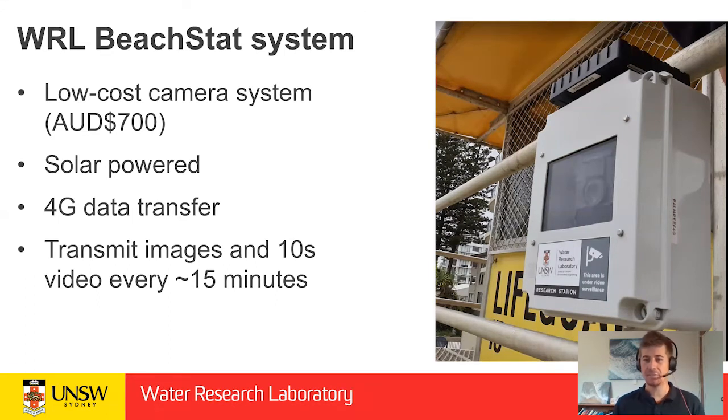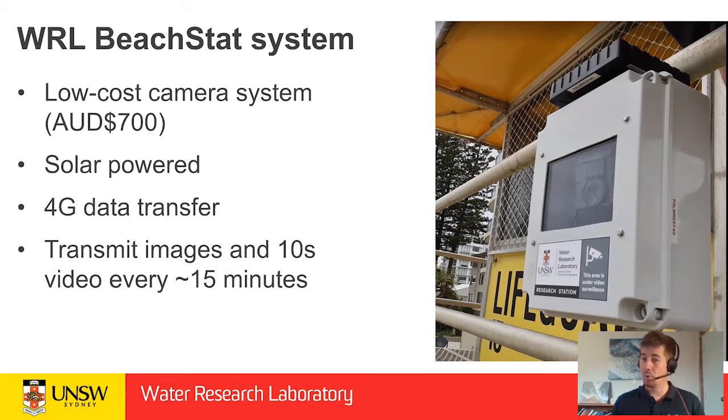And what's really powerful about these camera systems is they come with a solar panel so they can operate indefinitely. And they also are able to transmit data via the cellular mobile network. So they've got a SIM card in them. And they are limited in what they can transmit, but we've found the sweet spot is they can transmit an image and a 10-second video grab every 15 minutes.